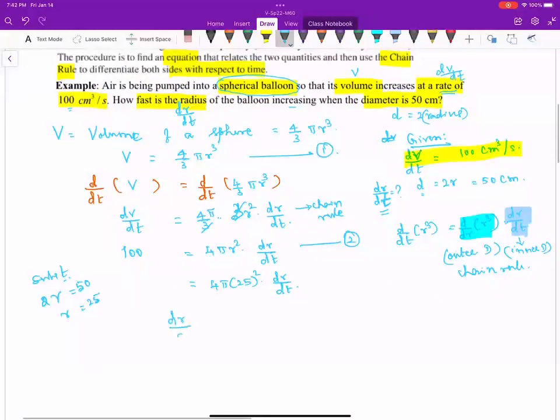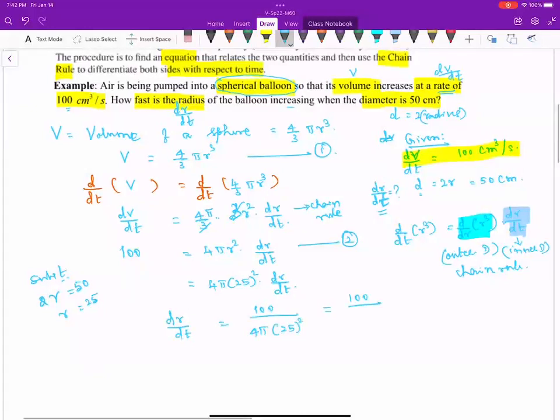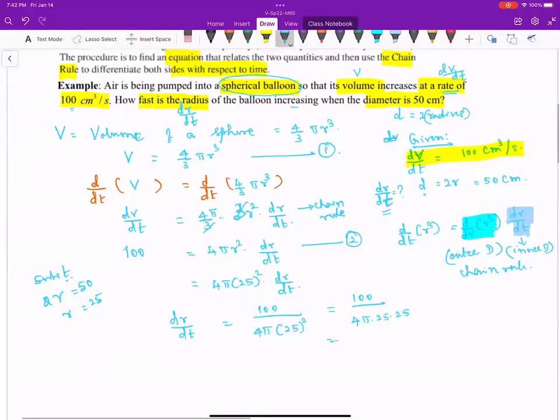So what is dr by dt? If you isolate that, you have to divide 100 by 4 pi times 25 squared. Or it is 100 divided by 4 pi times 25 times 25. So 4 times 25 is 100, and it becomes 1 over 25 pi. R is measured in centimeters, time is measured in seconds, so it is centimeters per second. So 1 over 25 pi. You can leave the answer like this.